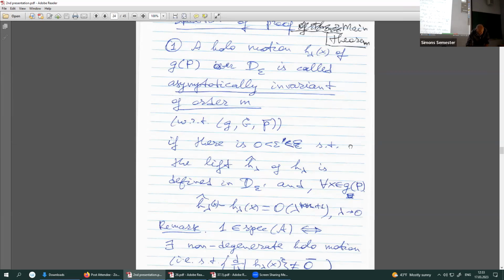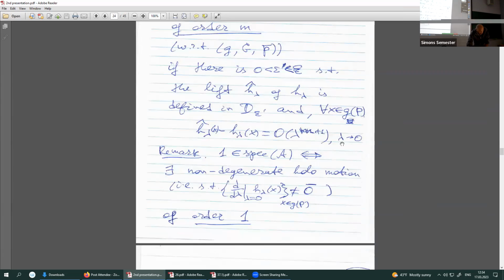But it makes sense even for m equal to 1. What does it mean for m equal to 1? It means that the linear parts of the lift and the holomorphic motion itself are the same. But that precisely means that 1 is in the spectrum of A. If you think about this, more precisely, 1 is in the spectrum of A if and only if there is a fixed eigenvector, which is not identically zero.